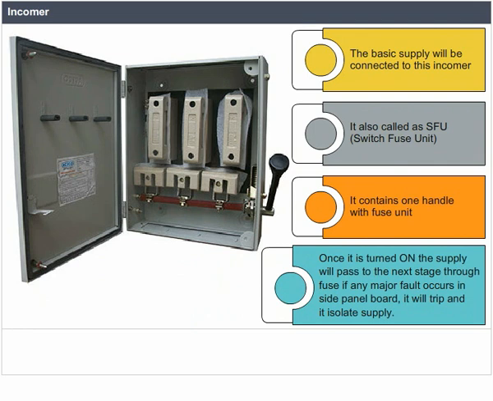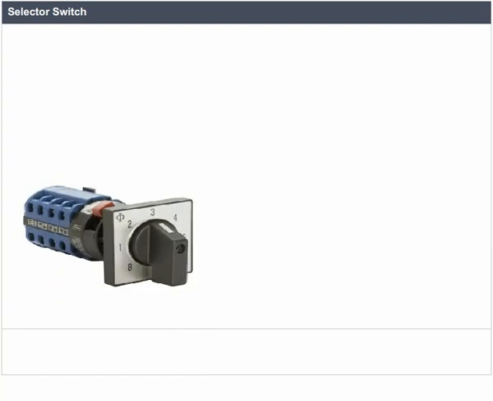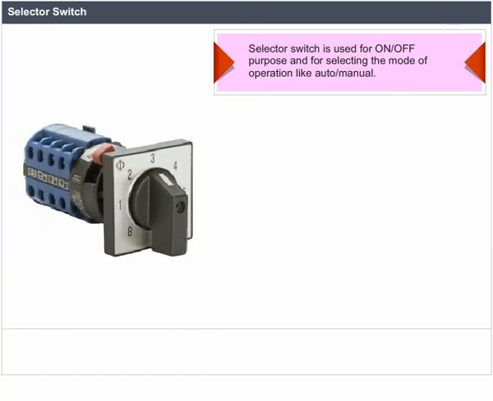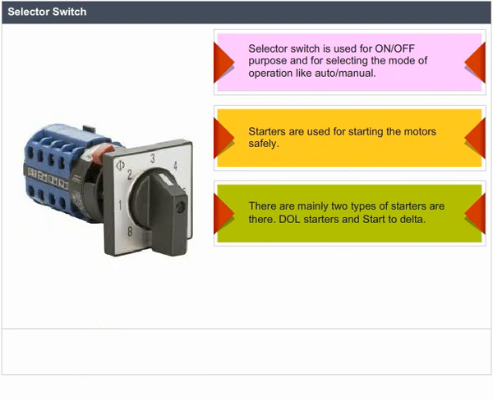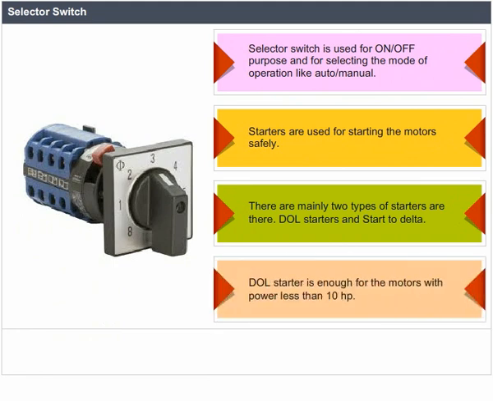Selector switch. A selector switch is used for on-off purposes and for selecting the mode of operation, like auto or manual. Starters are used for starting the motor safely. There are mainly two types of starters: DOL starters and star-delta. A DOL starter is enough for motors with power less than 10 HP.